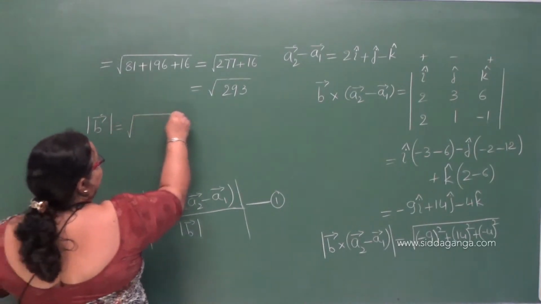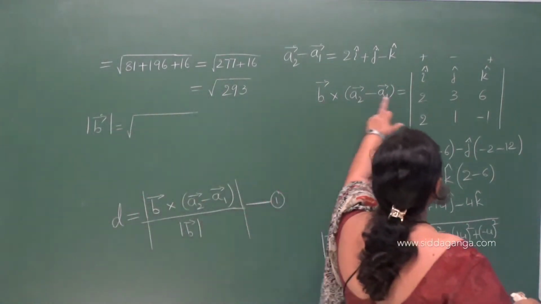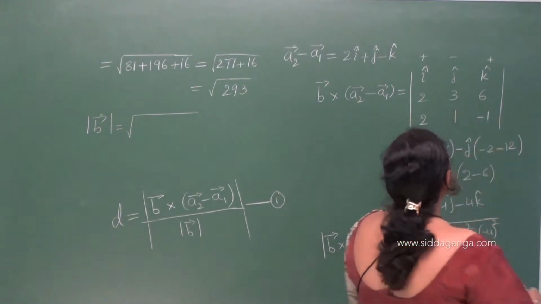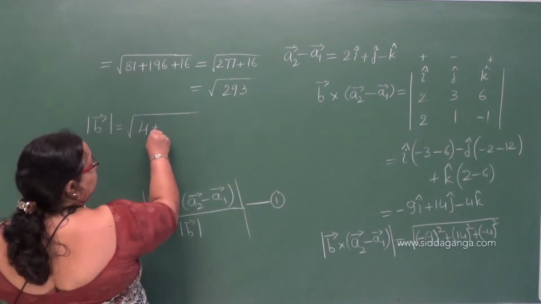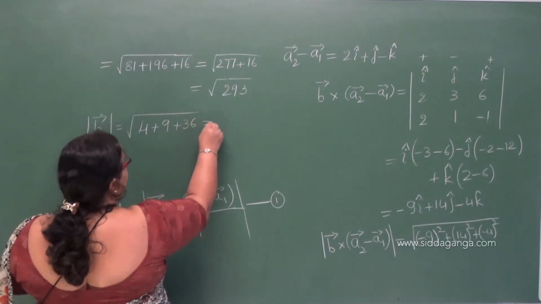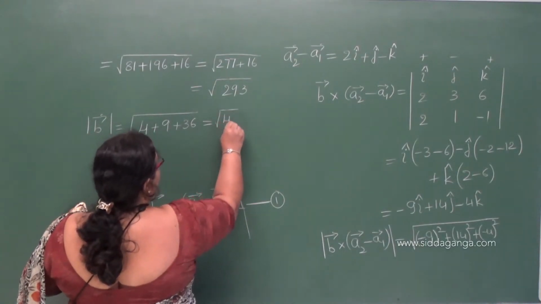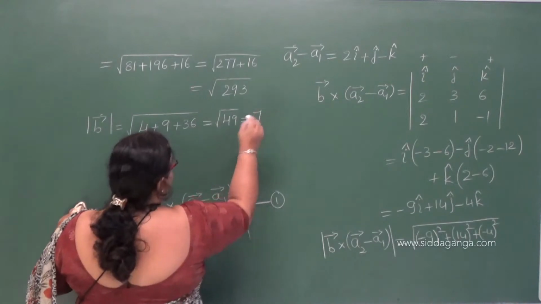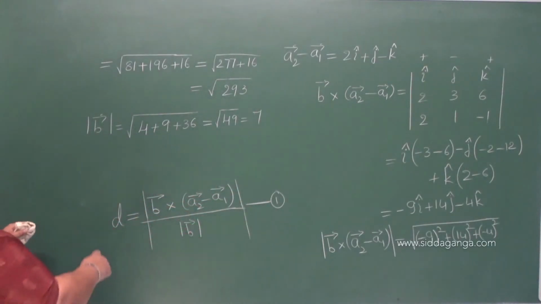And you find the magnitude of vector B. That is equal to root of the components 2, 3, 6 squared. That is 2 square is 4, 3 square 9, 6 square 36. 4 plus 9 is 13 plus 36 is 49, root 49 is 7. Substitute that in equation 1.